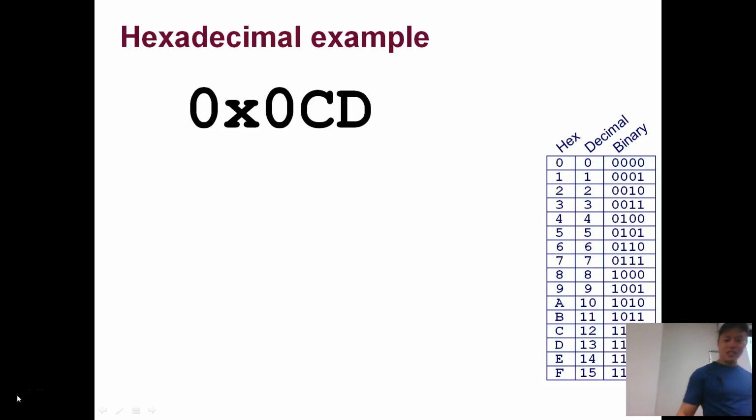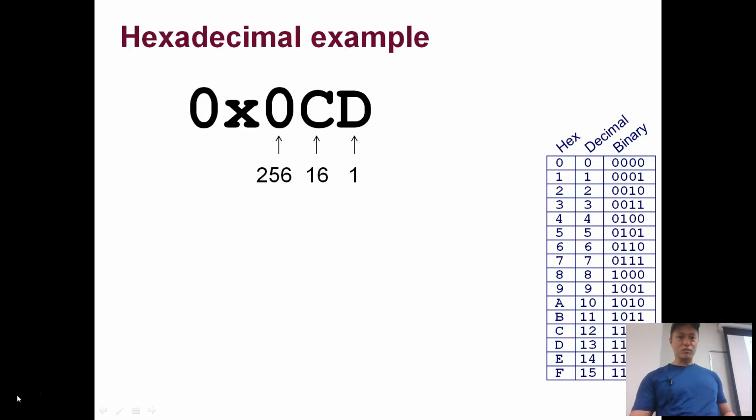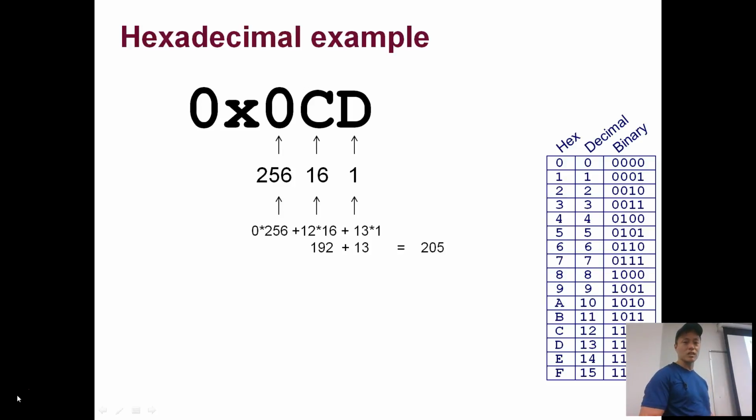Okay, so 0xCD, do I actually have the answer here? Oh, sweet. So the positions are 256, 16, and 1. You take 16 times 12, which is the decimal value of C, that's 192. Add it to 13 times 1, so this is 205. Actually, that was the answer I was supposed to walk through.